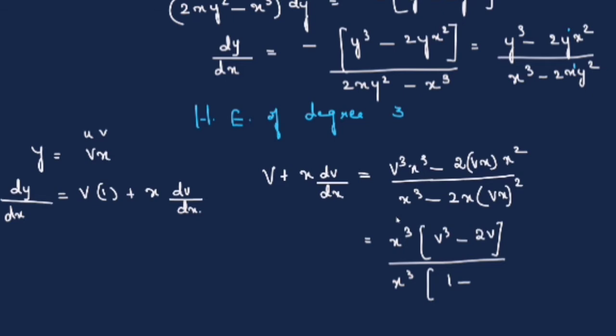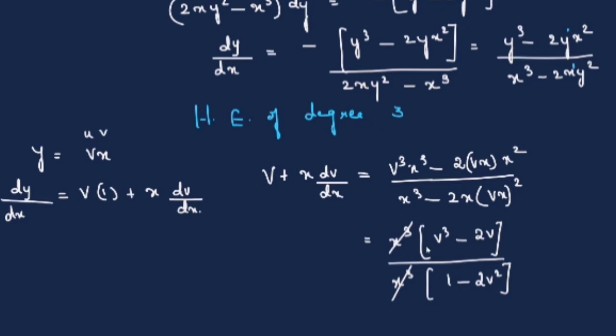So this will become v cube x cube minus 2, y is vx, into x square, divided by x cube minus 2x, with y written as vx the whole square. Take x cube out, so you get v cube minus 2v in the numerator. Here also take x cube out, so you get 1 minus 2v square. Cancel x cube and x cube. So now v plus x into dv by dx is equal to v cube minus 2v by 1 minus 2v square.